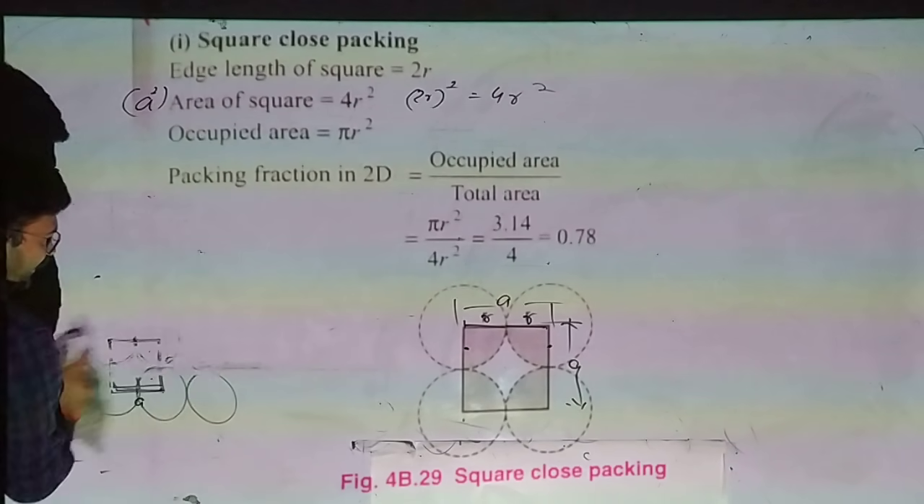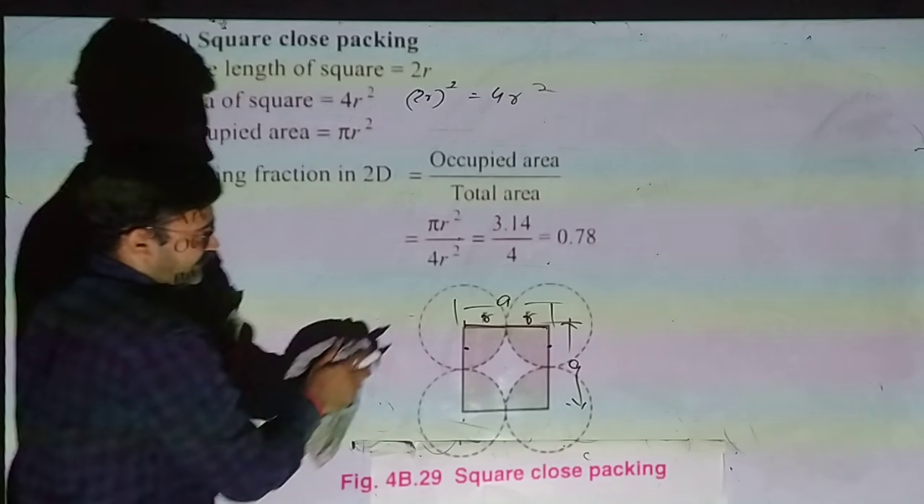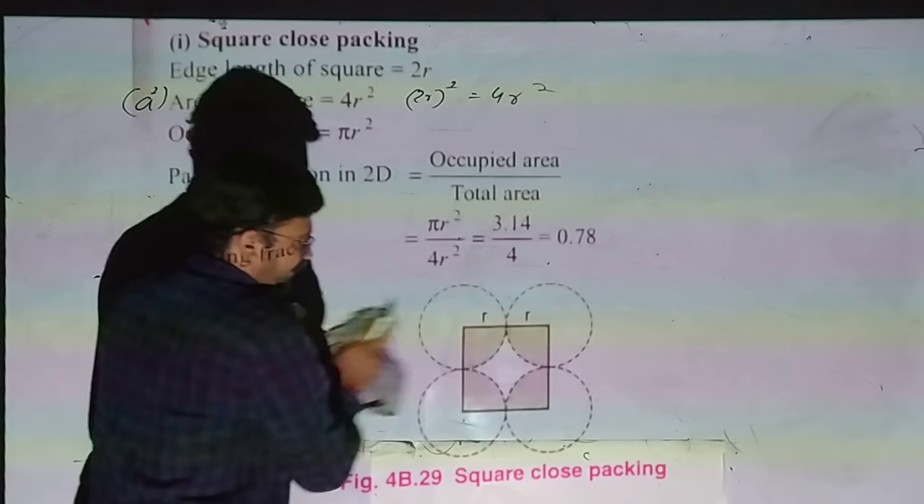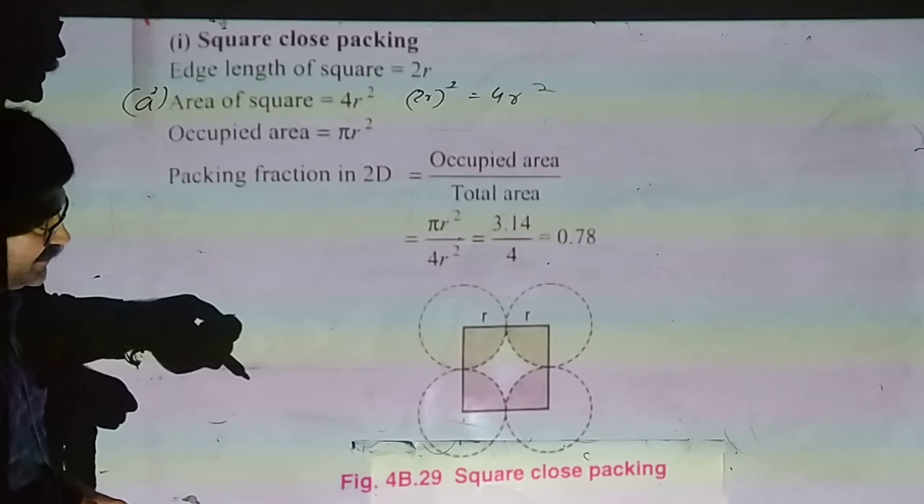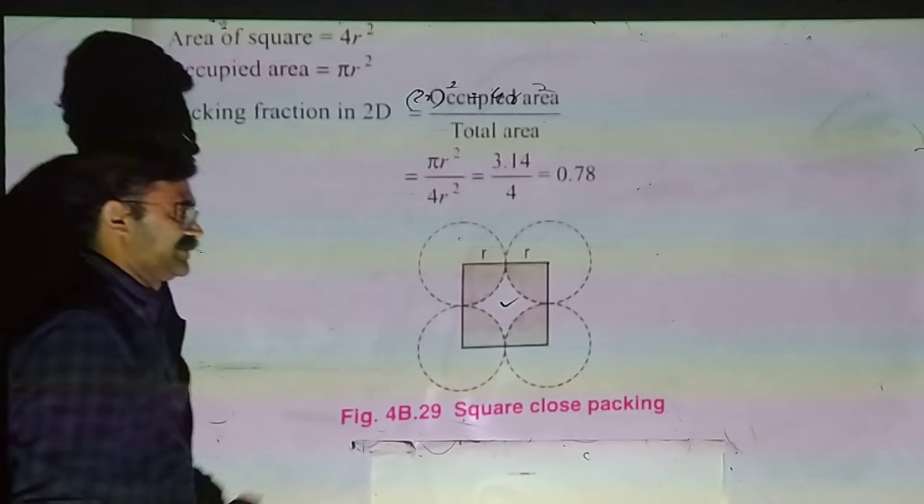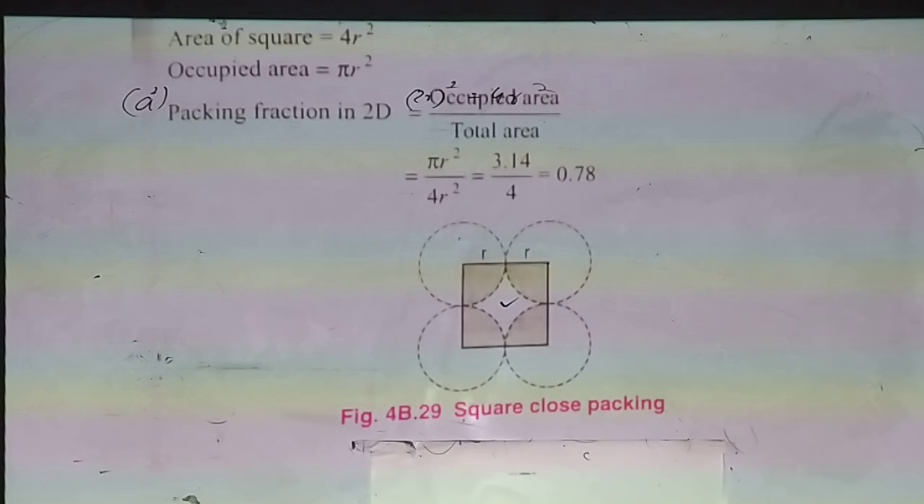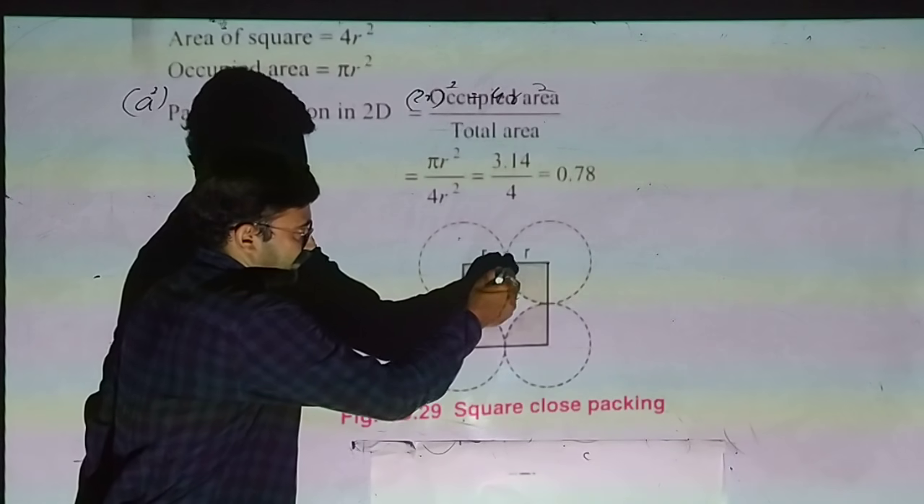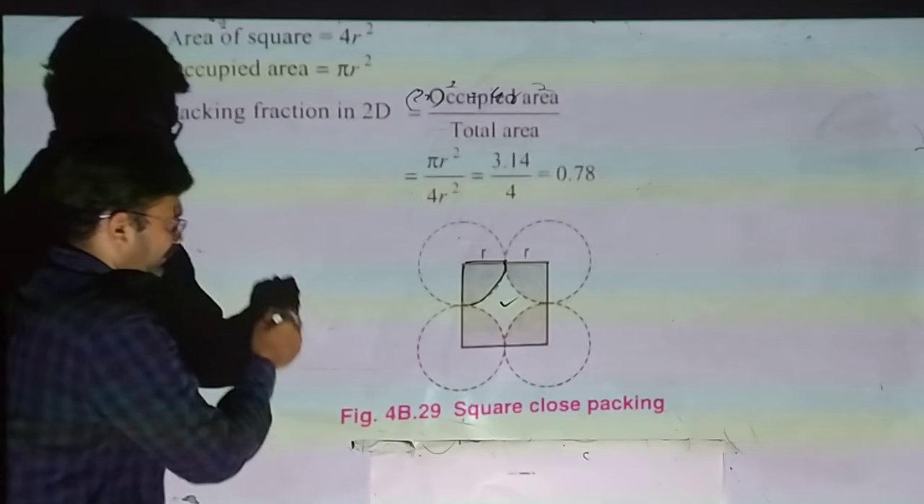Now the occupied area by the sphere. You can see this portion is vacant, open. This portion is only occupied.